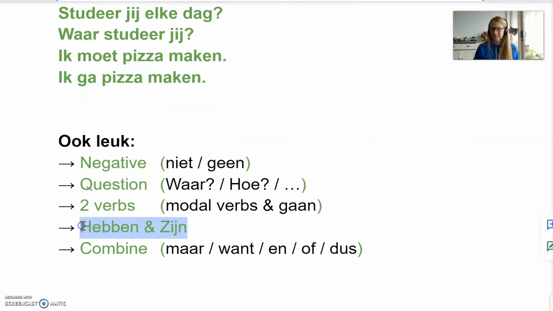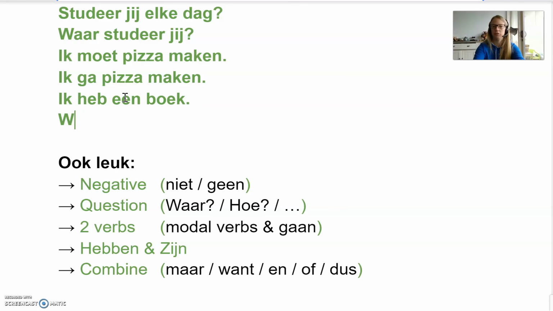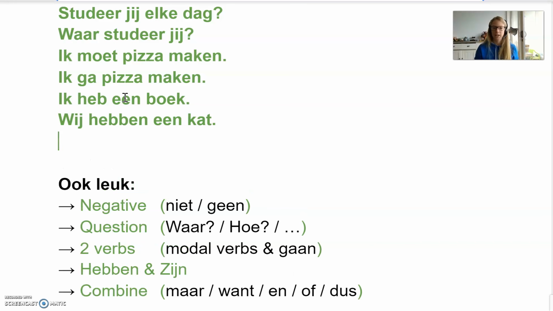You can make sentences with hebben and zijn. These are irregular verbs, but hebben is usually used to describe that you possess something, you have something. For example, ik heb een boek. Of wij hebben, let me just use a different subject. Wij hebben een kat. We have a cat. And zijn is probably the most irregular verb of all times in most languages. Zijn is conjugated: ik ben, jij bent, hij is, wij zijn. In short, I am, you are, he is, we are.